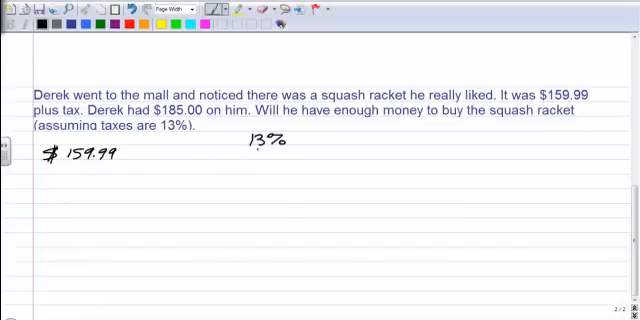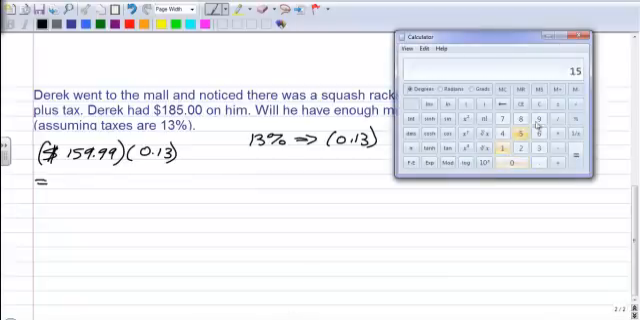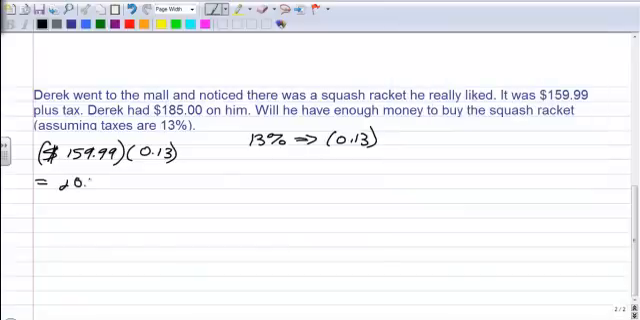We know that HST here is 13%, so what we're going to do is convert that to a decimal, which is just 0.13. And then we're going to multiply that number by our 159.99. When we do that, we're going to get $20.79, but since we have an 8 in the thousandths column, we'll round up. So 20.80 is what you're going to pay in taxes on that.